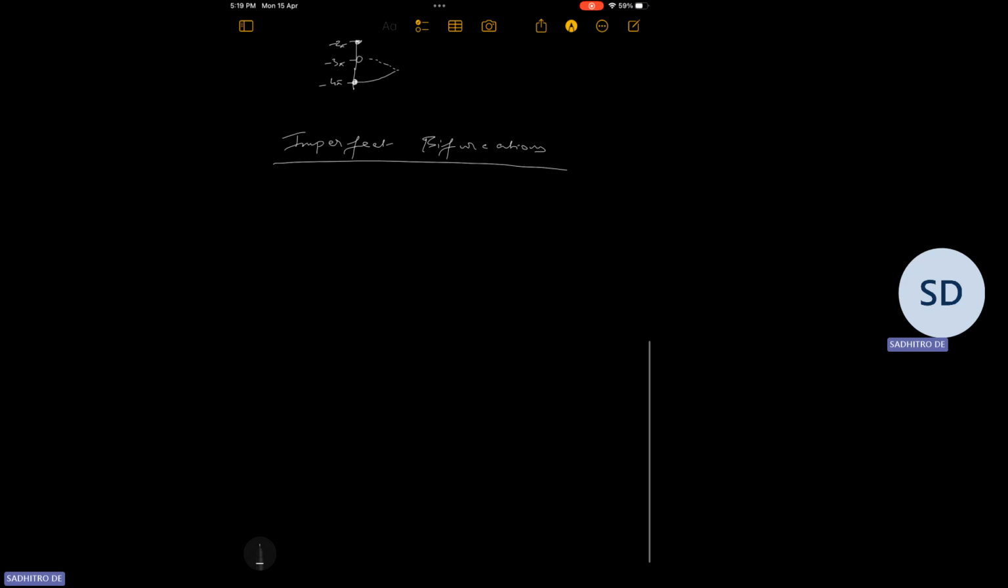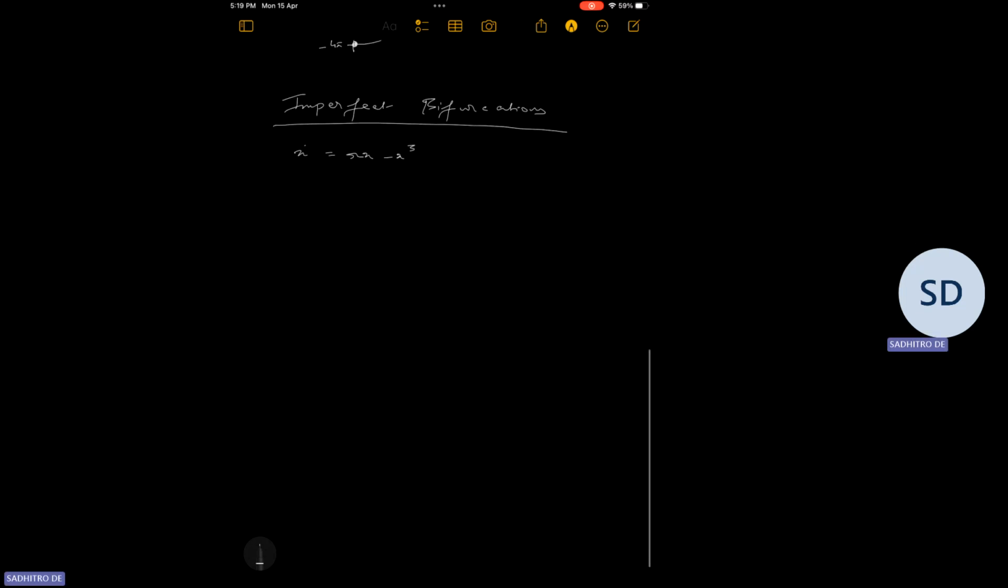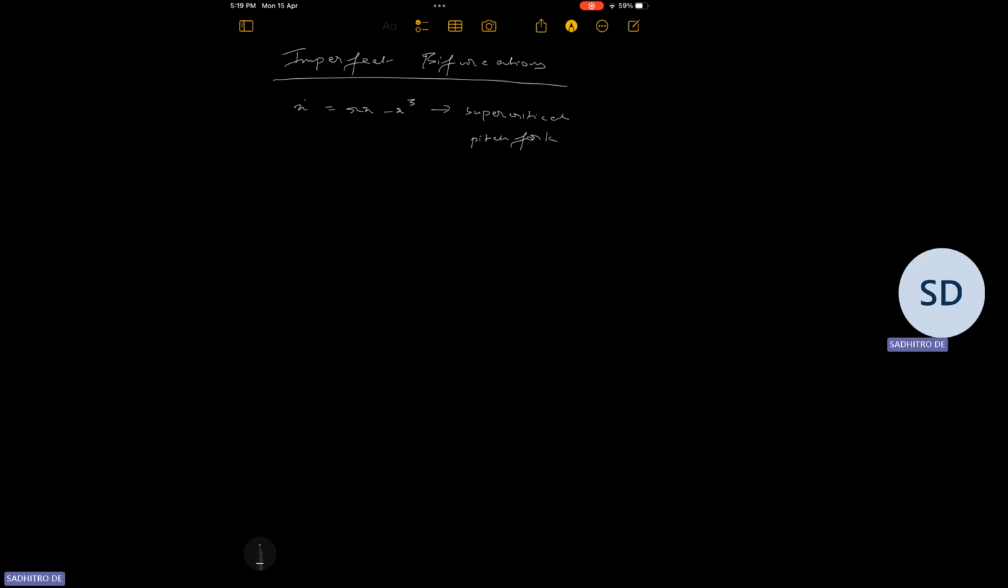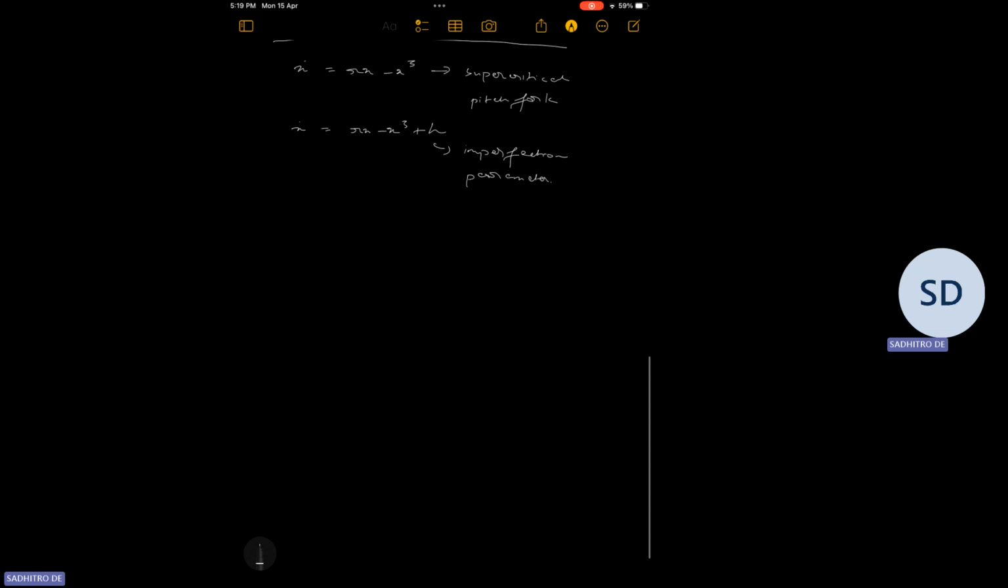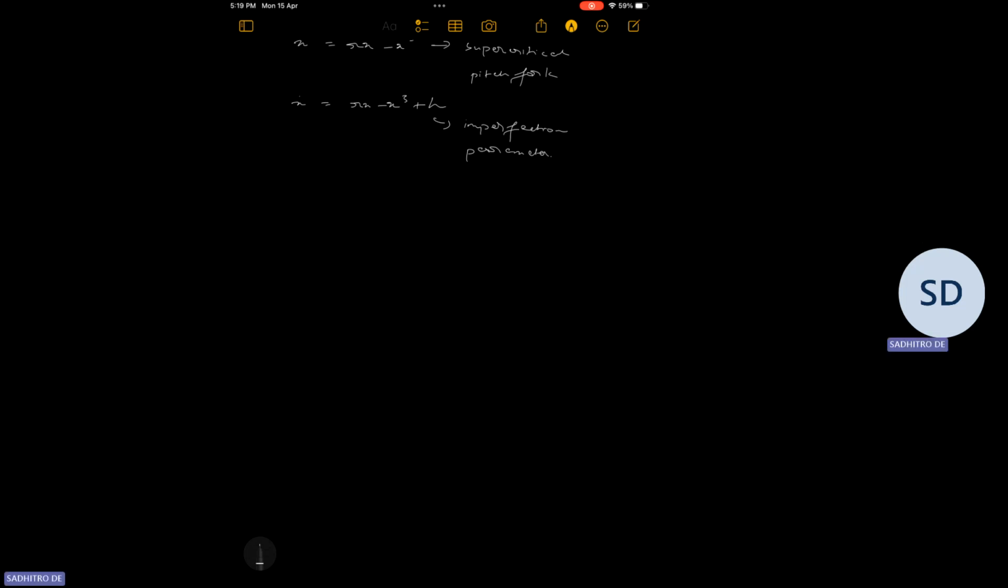For example, consider the system which we had seen earlier. So x dot equal to rx minus x cube. So this is a system which initially had given us a supercritical pitchfork bifurcation. What we now do is that we consider this new dynamical system where x dot equal to rx minus x cube plus h. So h we call the imperfection parameter. So you see, now there are two parameters in this problem. One parameter is r and the other parameter is h.